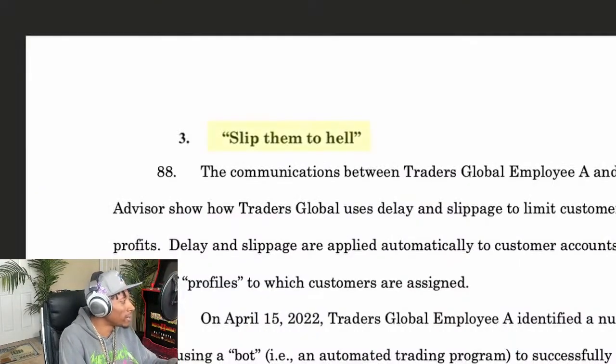So then they explain slippage. And then if we think about the messages that were released, they have messages of, I don't know if it was the employee, just saying slip them to hell. Like, they literally have a text that says slip them to hell. So they're using that a lot against them.